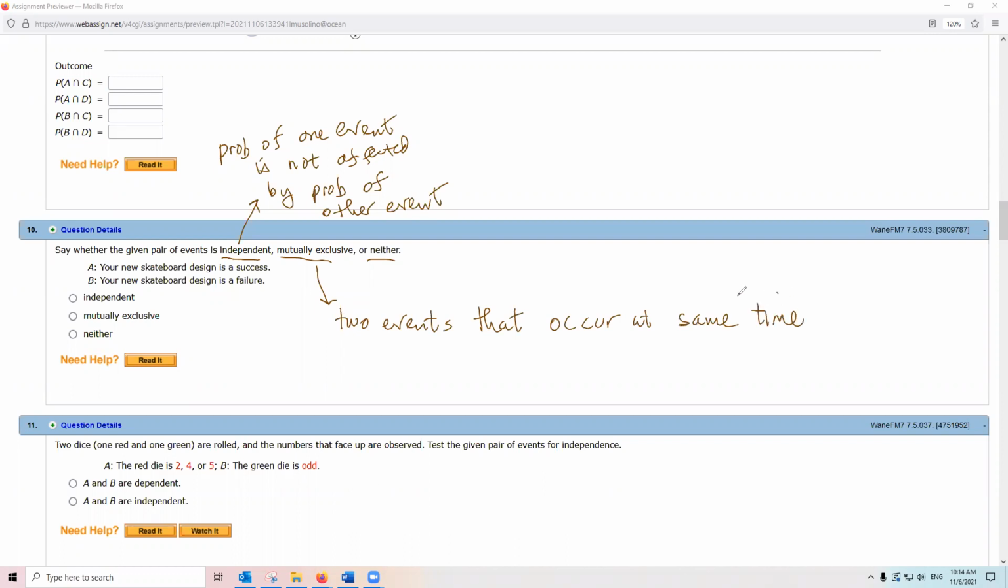Let me give you a couple of examples. How about if I'm picking a card out of a deck? And let's say event A is picking a 7. Event B is picking a queen. Well, if I'm picking one card from the deck, I can't pick a 7 and a queen at the same time. That's impossible. So we would say these events are mutually exclusive, because these 2 events cannot happen together.